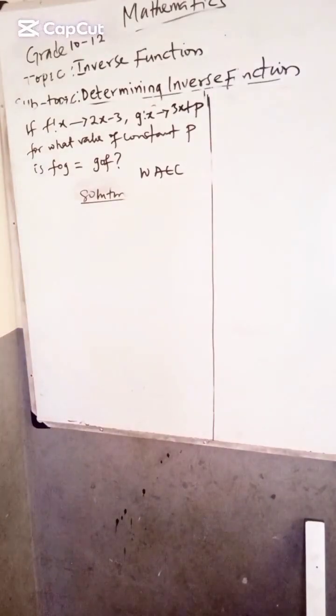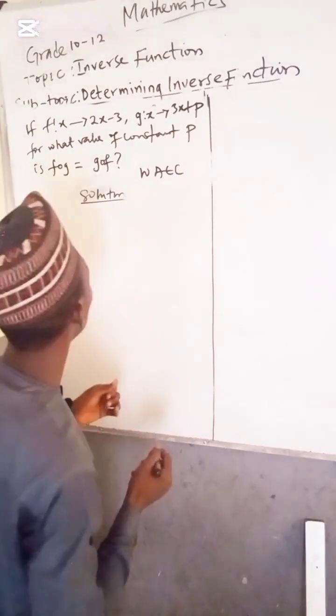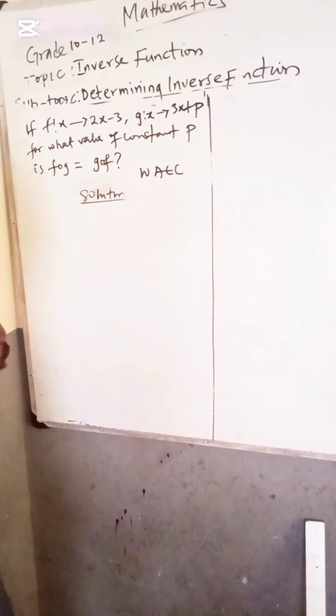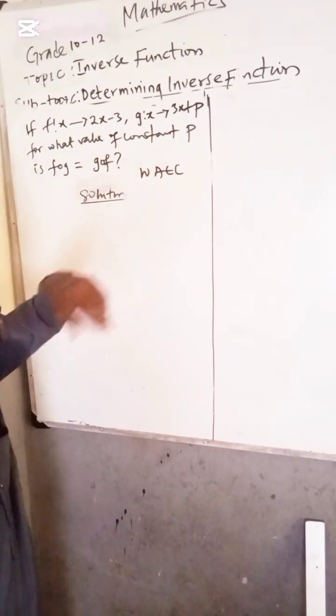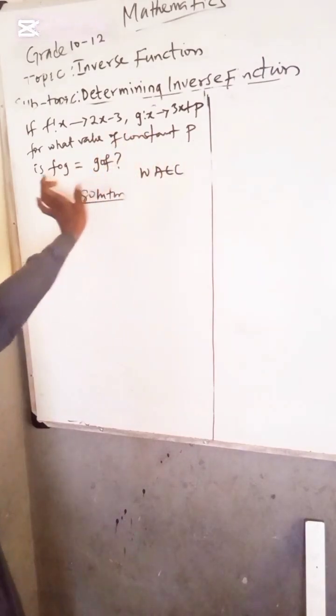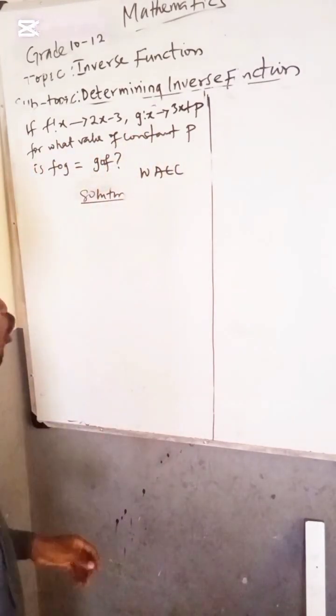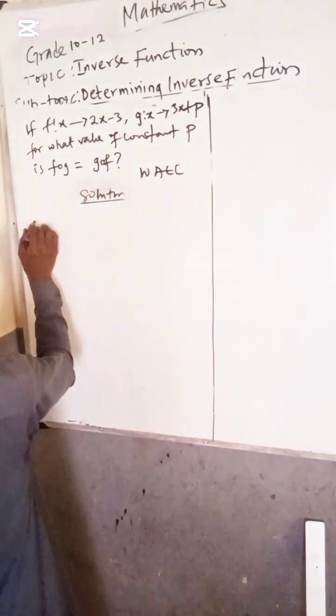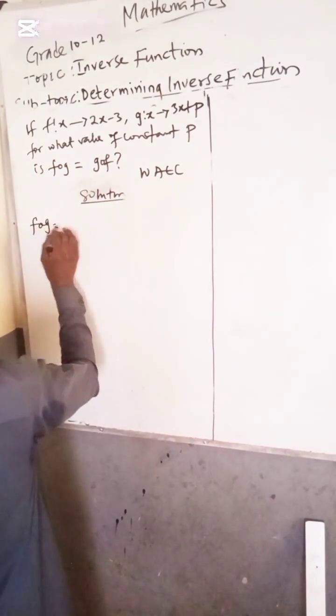Let's look at the question. It's also a WAEC past question. Say if f of x is 2x minus 3 and g of x is 3x plus p, for what value of constant p is fog equal to gof? Now let's say fog is what?